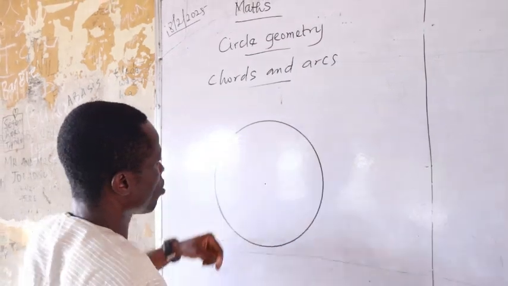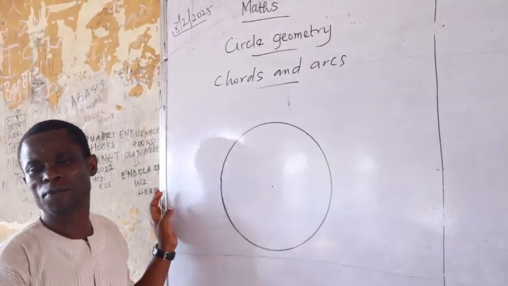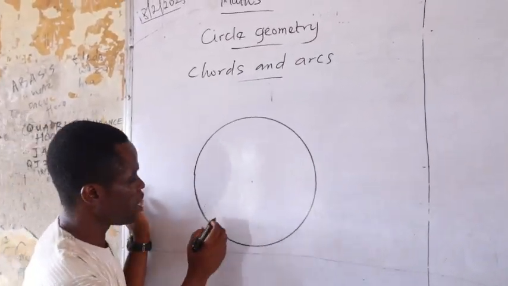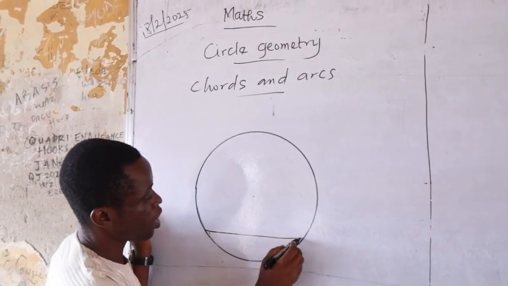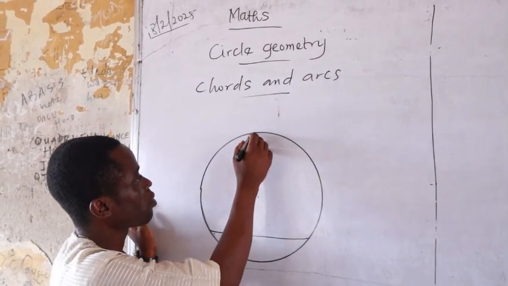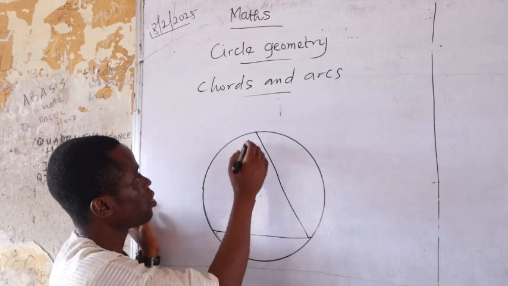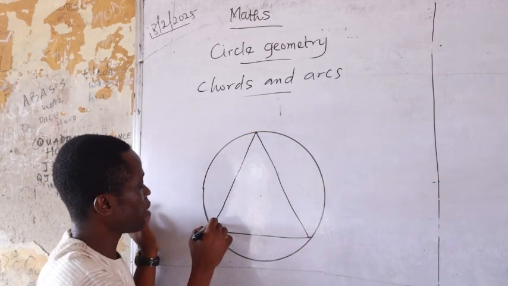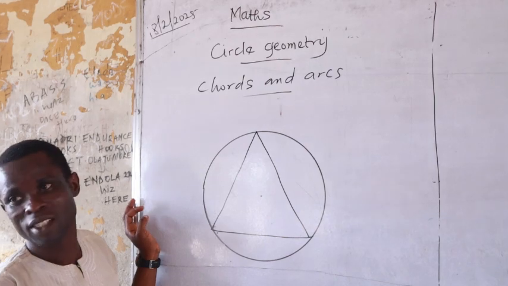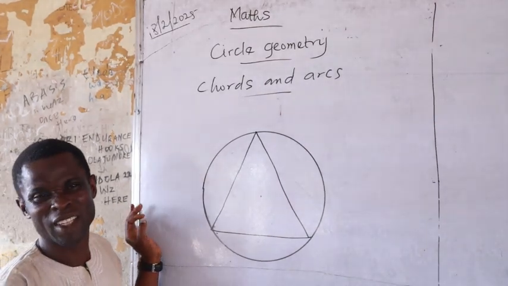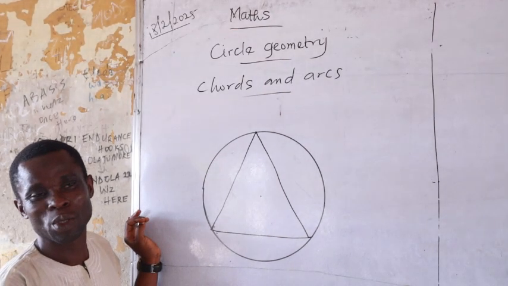This is a circle. Now we have an equilateral triangle inside this. This is the first chord. We have a chord here. We have another one. We have the third side here. This is what is called inscribed. You know that in construction, you want to do this.